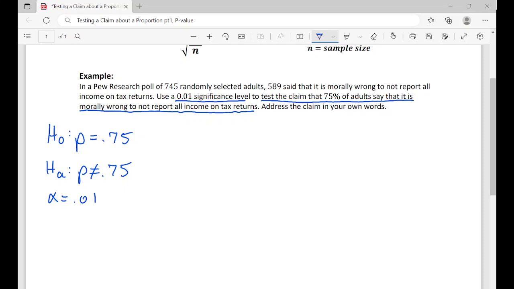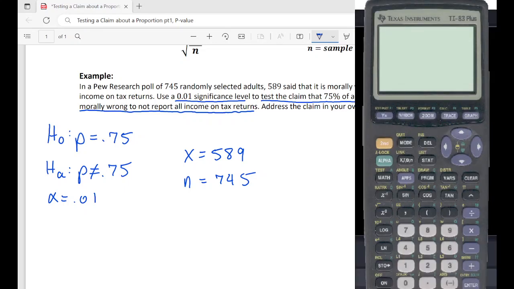We also have up here an x value of 589 with a total number of 745. So we have x being 589, n being 745, and I think that's pretty much everything we have related to this. So now we're going to use our calculator. So let's bring the calculator up and use it. What you want to use is the one-prop z-test.